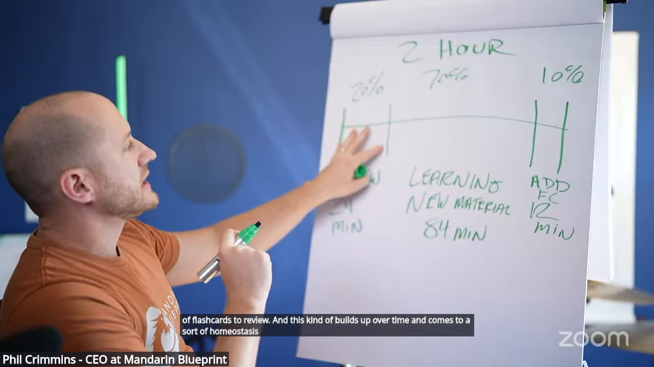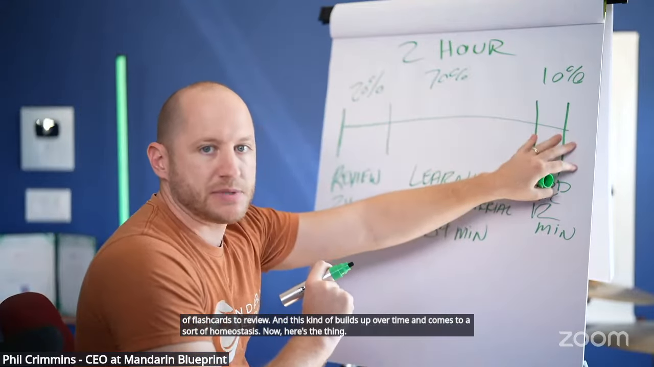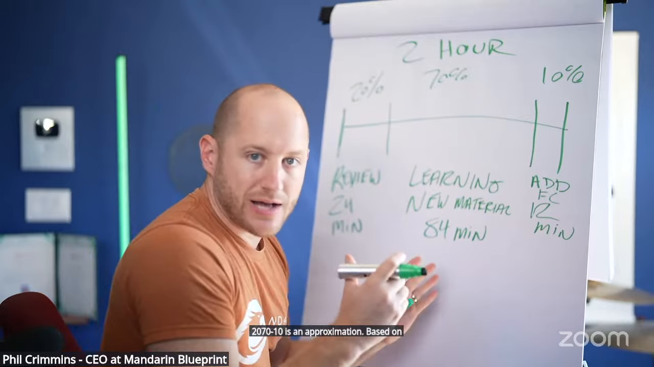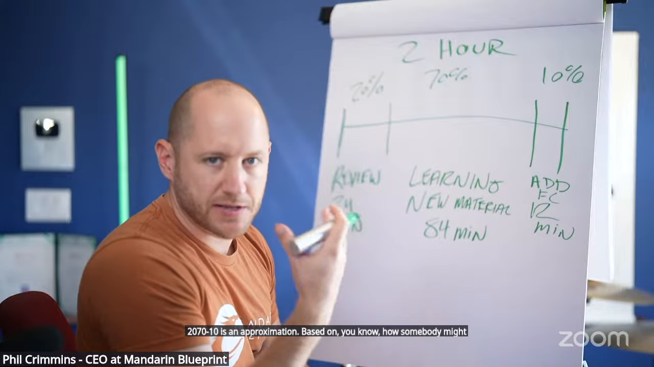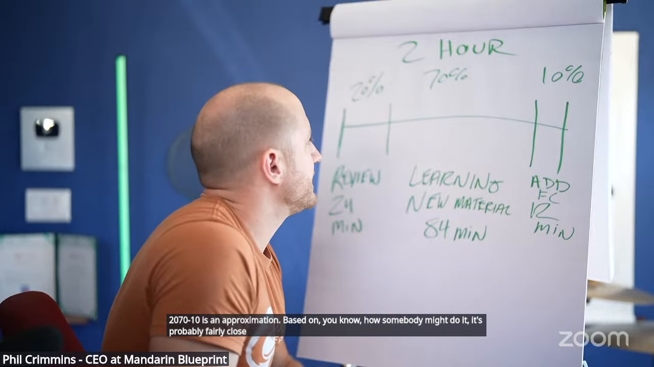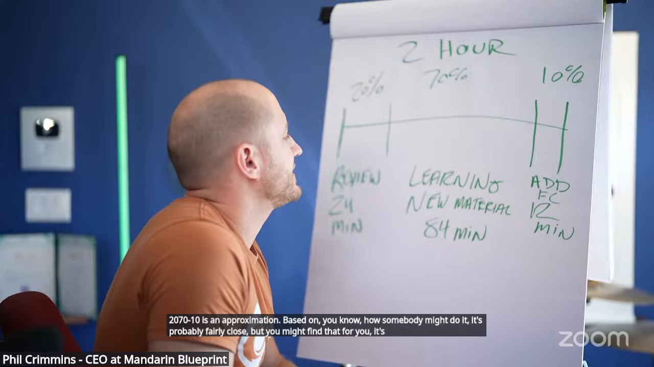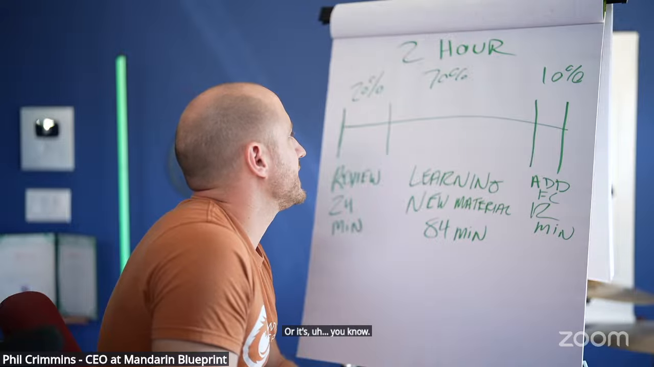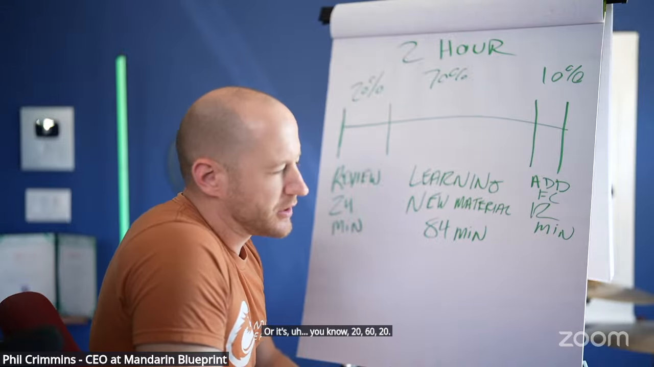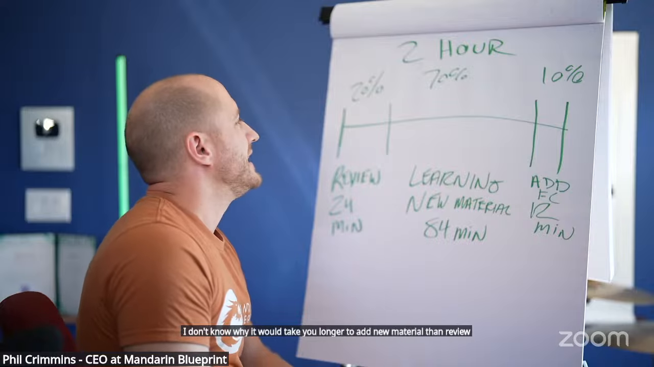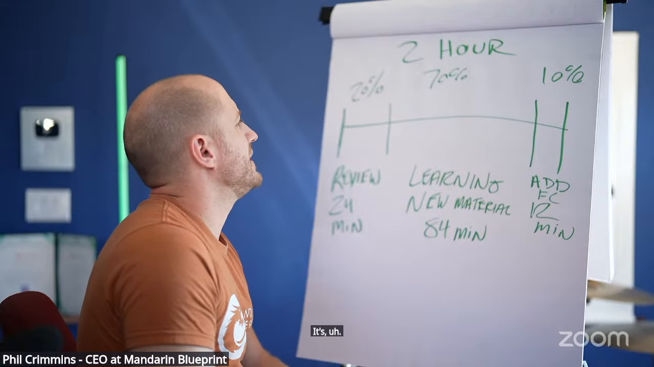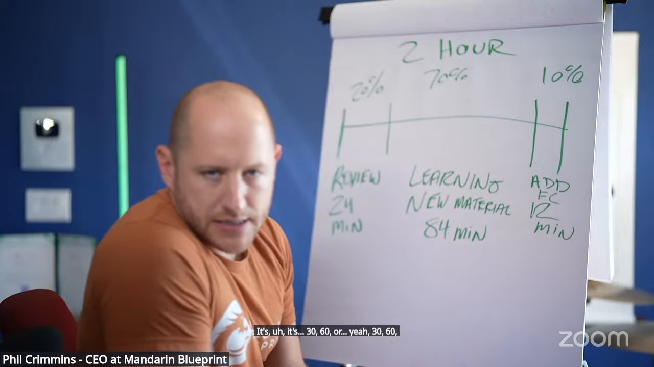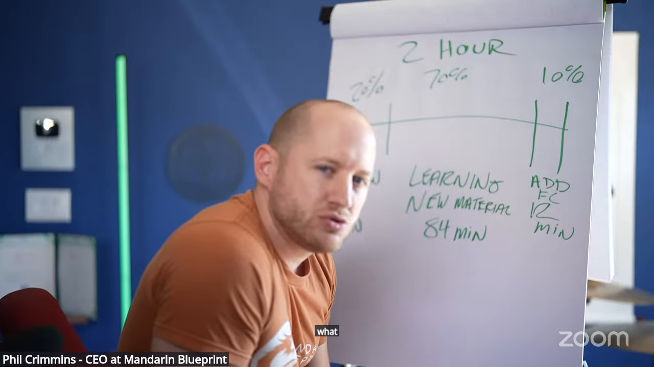Now, here's the thing: 20, 70, 10 is an approximation based on how somebody might do it. It's probably fairly close, but you might find that for you, it's 25, 65, 10, or 20, 60, 20. I don't know why it would take you longer to add new material than review it, but maybe it's 30, 60, 10. Right. Whatever it is, here's the thing you don't want.